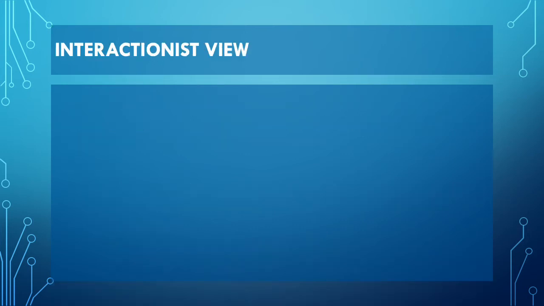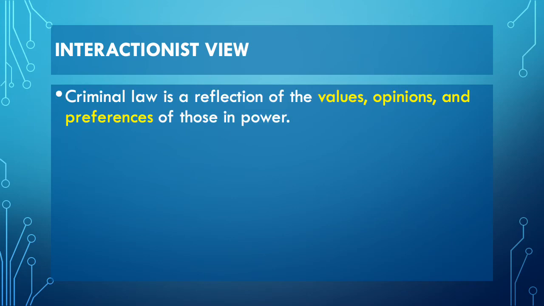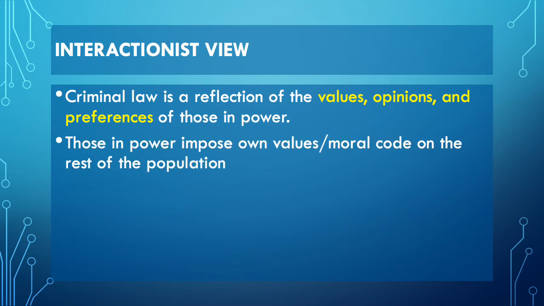The last viewpoint that your textbook talks about is the interactionist view. From this viewpoint, criminal law is not a reflection of what the majority of people want, and criminal law is not a reflection of what the people with economic power want, but rather criminal law is a reflection of the values, opinions, and preferences of those in power. And that those in power impose their own values and moral code on the rest of the population.